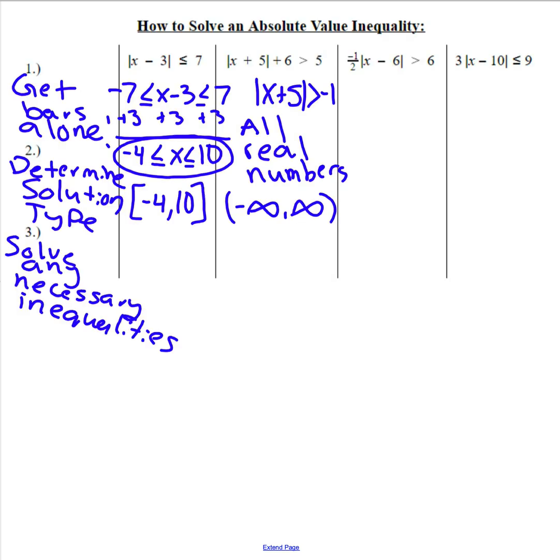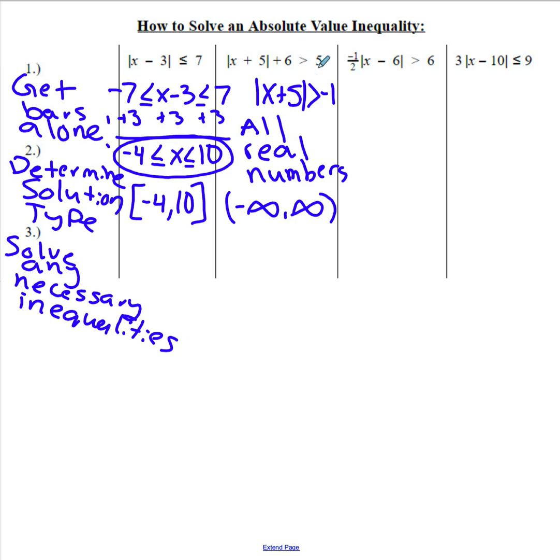So we saw this last time, and again, if you're period A or period C, these steps on the left look not necessarily exactly the same, but they're basically the same idea. Again, getting the bars alone, determining what kind of solution type you have, an and inequality, an or inequality, all real numbers, no numbers at all, and then solving the necessary inequalities. So we solved these first two on the left in class.